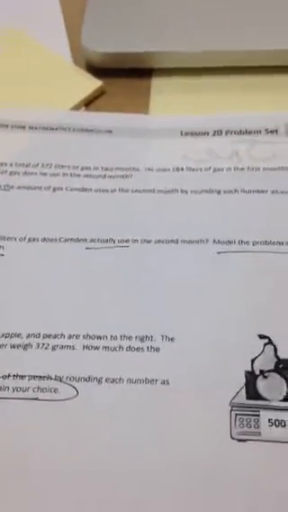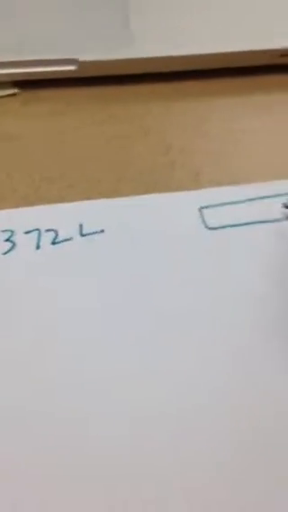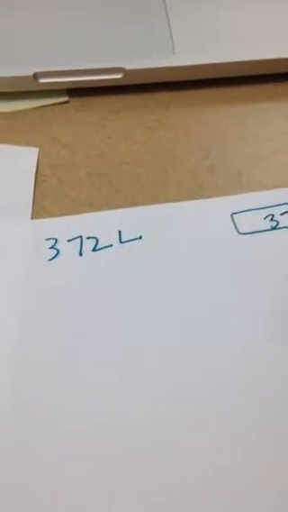So already let's think about what we know, okay? We know we have a total. Our total is 372 liters. So that's our total, or our whole. So to do it in a shape diagram, it would look like that, okay?